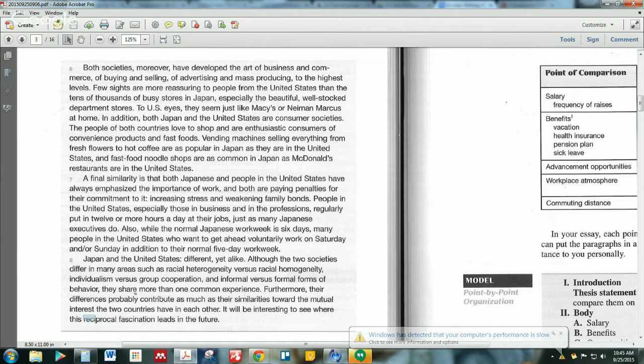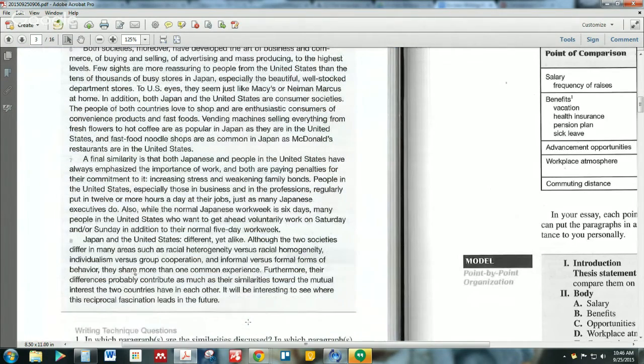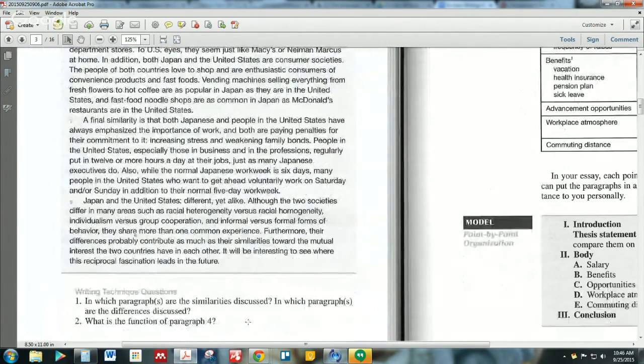Reciprocal, meaning it's not one way. The US is not the only one interested in Japan, and Japan is not the only one interested in the US, but both of them are interested in each other. So the fascination goes both ways. Okay, so that's the end of the paragraph, and then we'll have some questions.